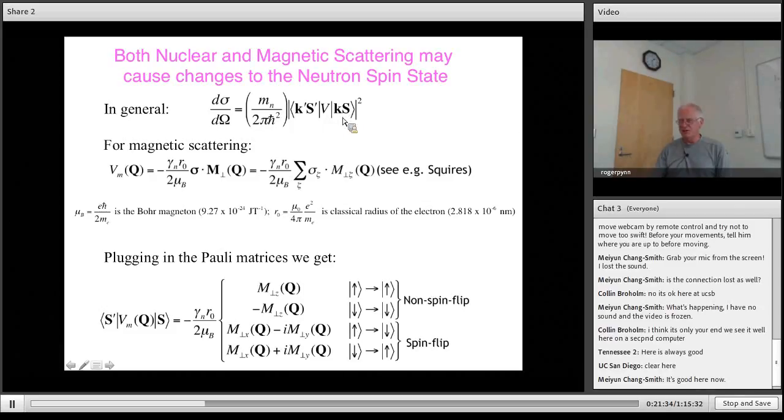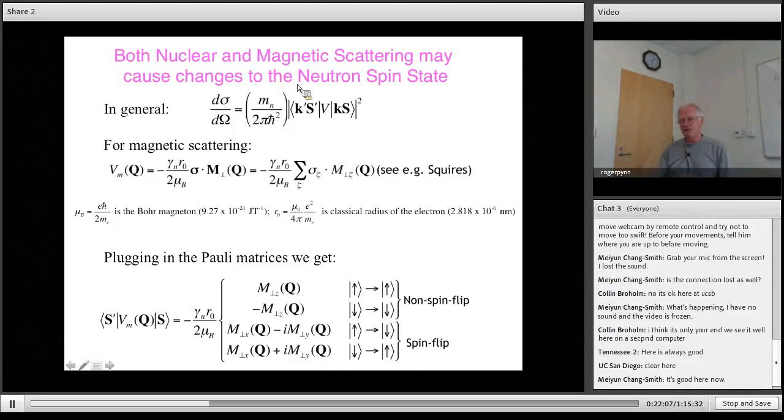What this means is that you've taken a neutron with a wave vector k, defined as 2 pi over its wavelength, and a direction of, it's a vector in the direction of travel of the neutron, and a spin state s. And after the scattering, the neutron has gone to a wave vector of k primed and a spin state of s primed. So let's think about magnetic scattering to start with.